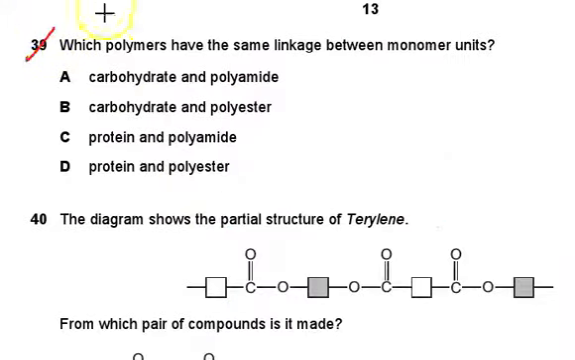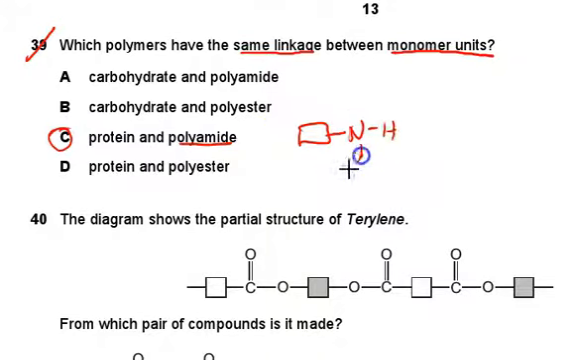So for number 39, which polymer has the same linkage between monomer units? So your answer here should be C, because polyamide, amide is the group that has nitrogen, and protein has the same linkage.